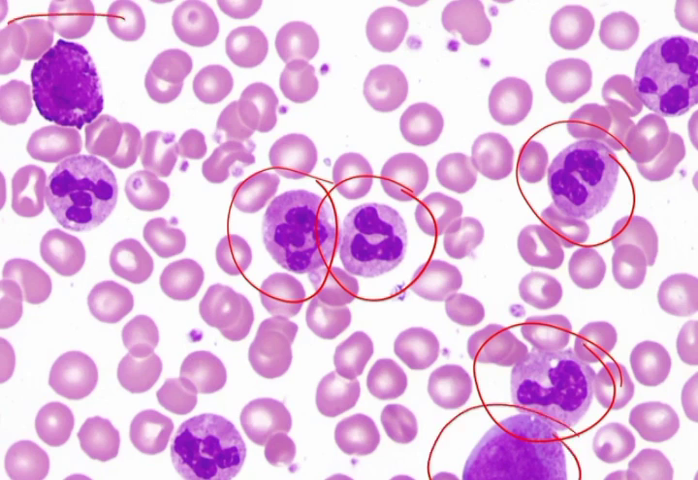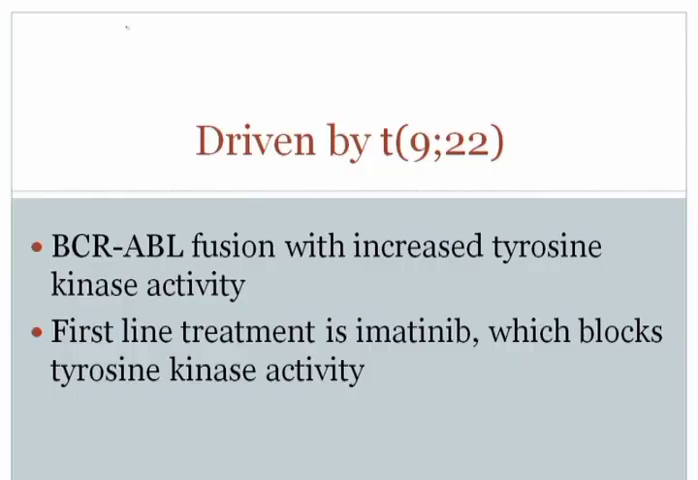And then characteristically, as we can see off here in the corner, there's also going to be an increase in basophils within the blood, or a basophilia. CML is driven by a 9;22 translocation. And this 9;22 translocation results in a fusion between BCR and ABL. And this fusion results in increased tyrosine kinase activity. The increased tyrosine kinase activity then drives the overproduction of the neoplastic cells.